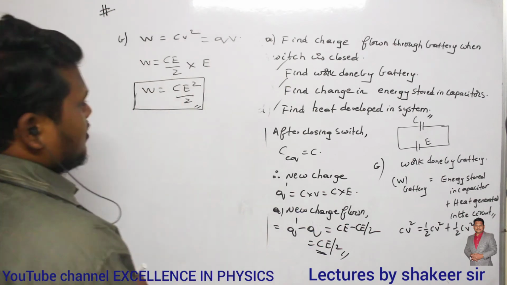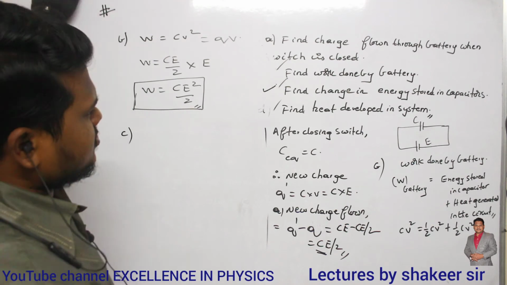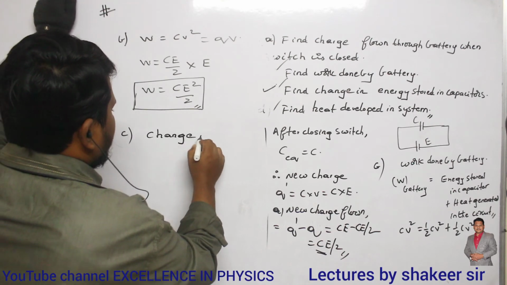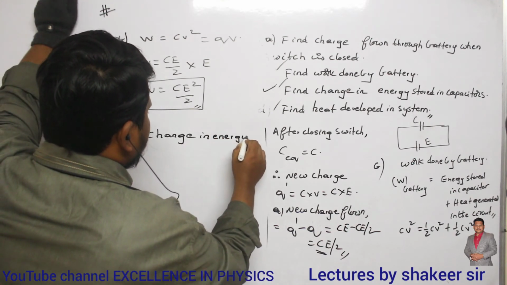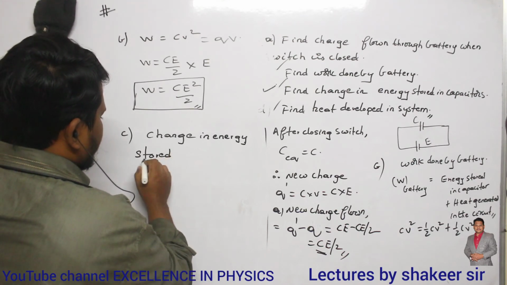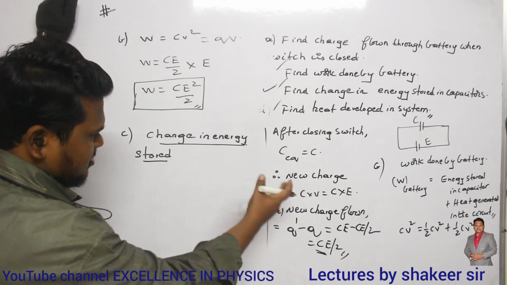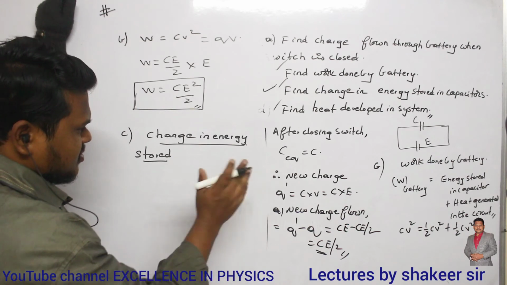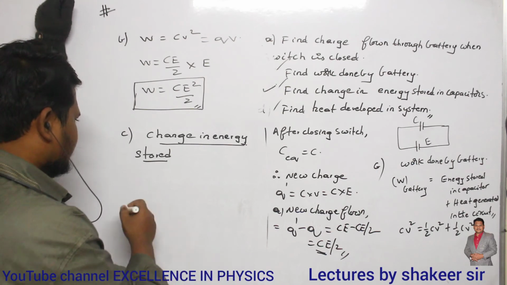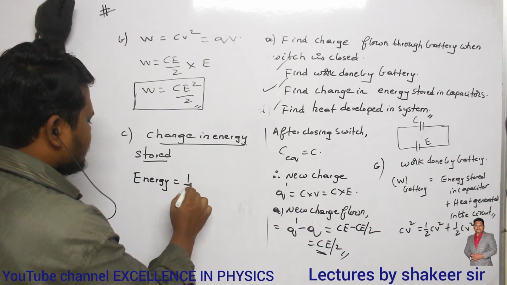Similarly, next question, question number C. Find the change in energy stored in the capacitor. Clear? So change in energy stored. We will try to calculate this in terms of Q and V, because the capacitance of the capacitor is not changing. So the charge stored is changing. What is one more equation for energy stored? One more equation for energy stored is half QV.